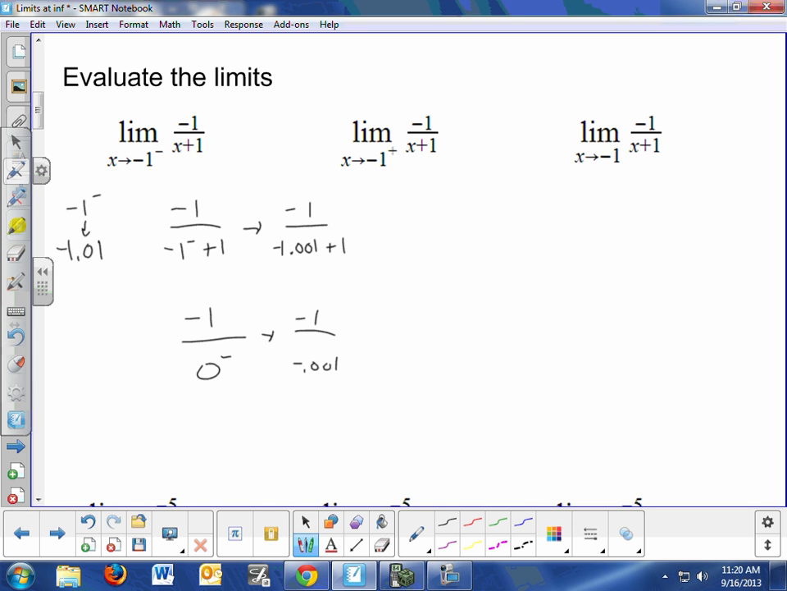Okay, I'm not even going to look at this so much as look at this. A number that's a little bit more negative than -1, like -1.01. If I add that to 1, I'm going to be approaching 0, but from the left. I'm going to have a number that's just a little bit negative. It's infinitesimally small, but it's negative. So what's a negative divided by something infinitesimally small but negative? Positive infinity.